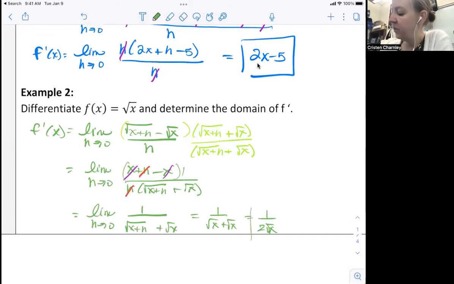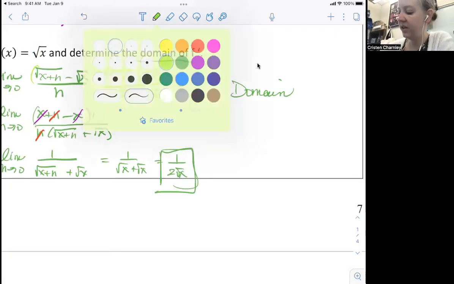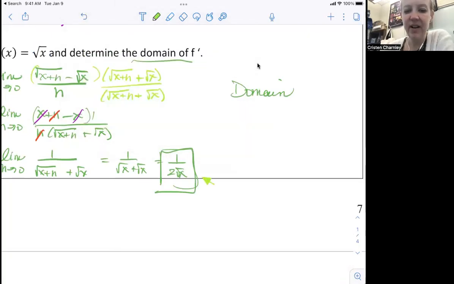The next question, what's the domain of f prime? Well, the domain is your set of x values. We know that. So the domain has to exist for x. But when I look at this function, what's a bad value for x? What wouldn't work? 0, because we can't divide by 0. So it's all real numbers, except x cannot be equal to 0.